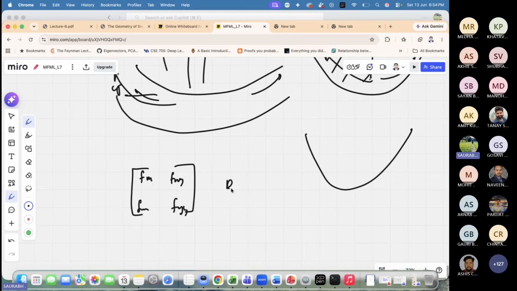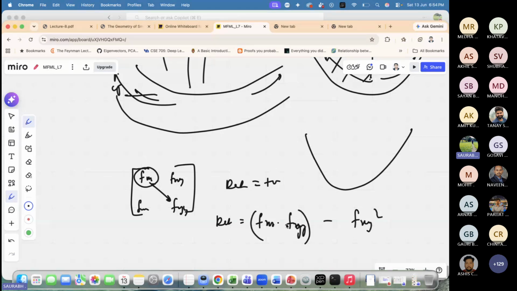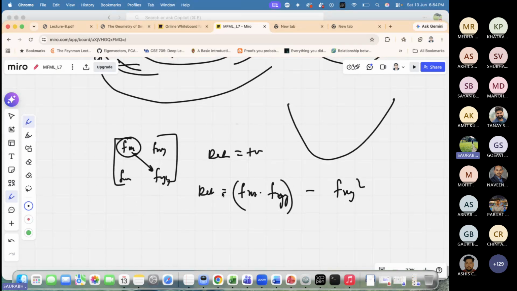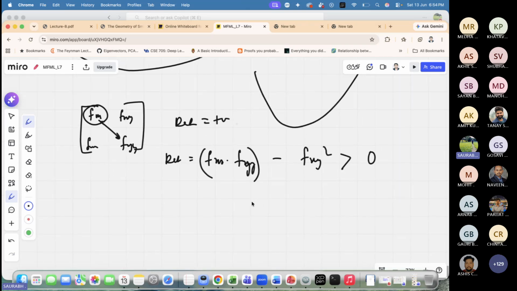Once the determinant is positive and fxx is positive. Think of it: the determinant already takes into account fxx into fyy. This is what you'll be doing, multiplying, minus fxy whole square. This is the value of the determinant, right? If you are saying the determinant is positive, basically you are saying this should be greater than 0, that fxx into fyy is greater than fxy square. Then only the determinant could be positive.